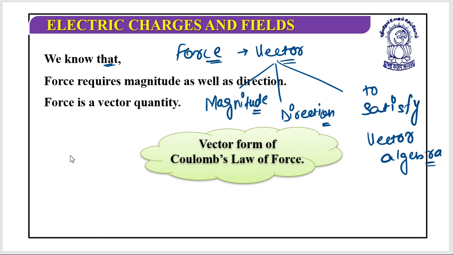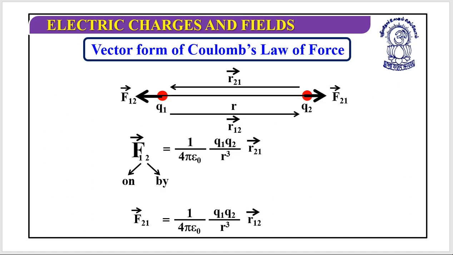So as force is a vector quantity, we need to look for these three things: the magnitude, the direction, and the vector algebra. So let's look at the vector form of Coulomb's force. Let us suppose these are two charges, one is q1, another is q2, and the separation between q1 and q2 is r.